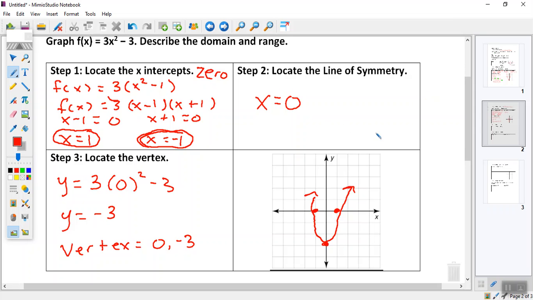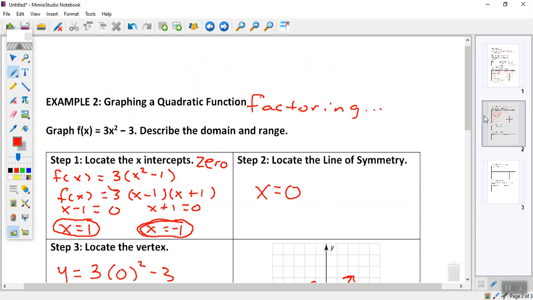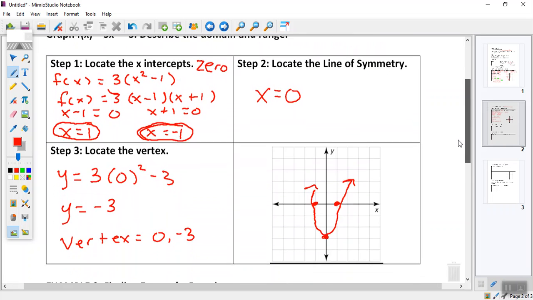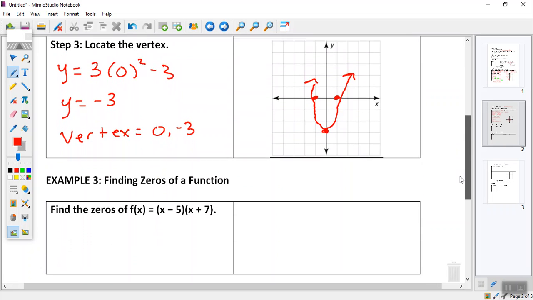All right, kids. Questions on that example at all? If I'm not able to find the zeros right away, what might I have to do to find zeros? Factor some things out. So we've got to try and revert back to some things in chapter 2. That'll come back into play.